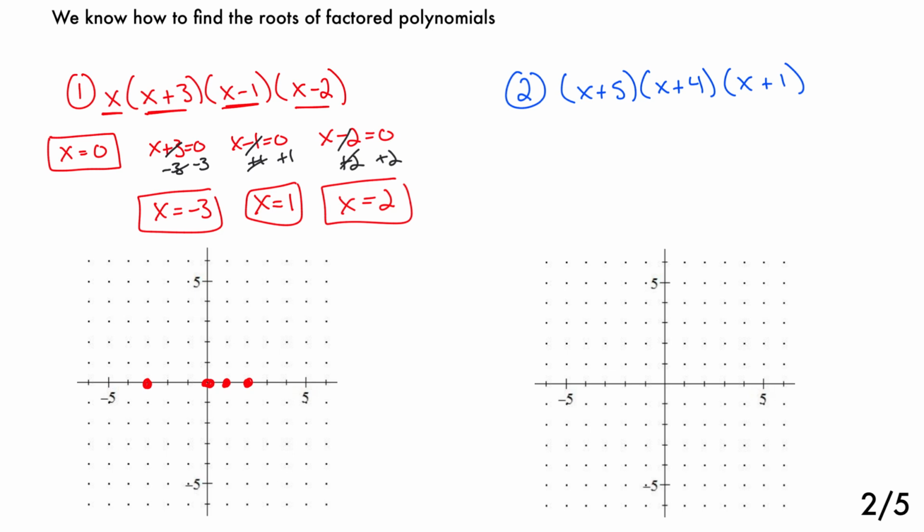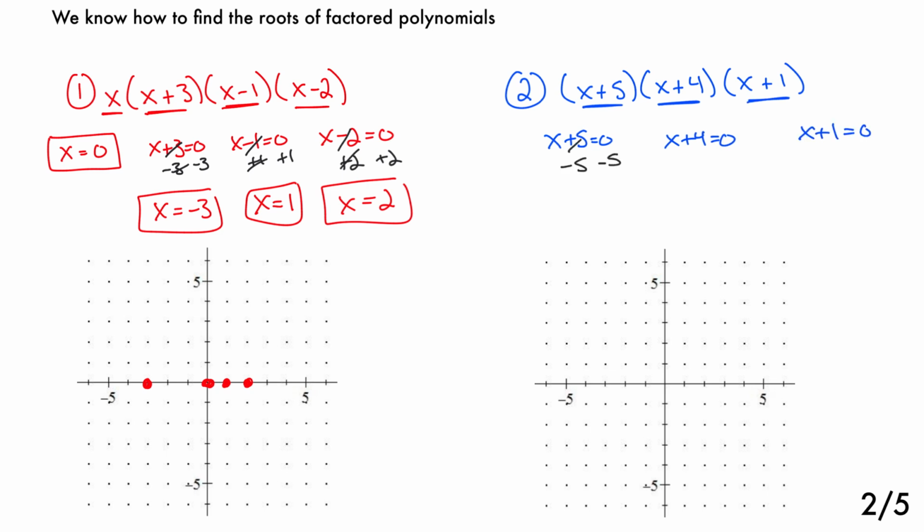Now, for right now, we're going to stop it there. We'll figure out end behavior in a little bit. We're going to move on to problem number 2. Same thing. I'm going to set each of those parts equal to 0. So the first part, x plus 5, is equal to 0. Then I have x plus 4, which is equal to 0. And then I have x plus 1, which is equal to 0.